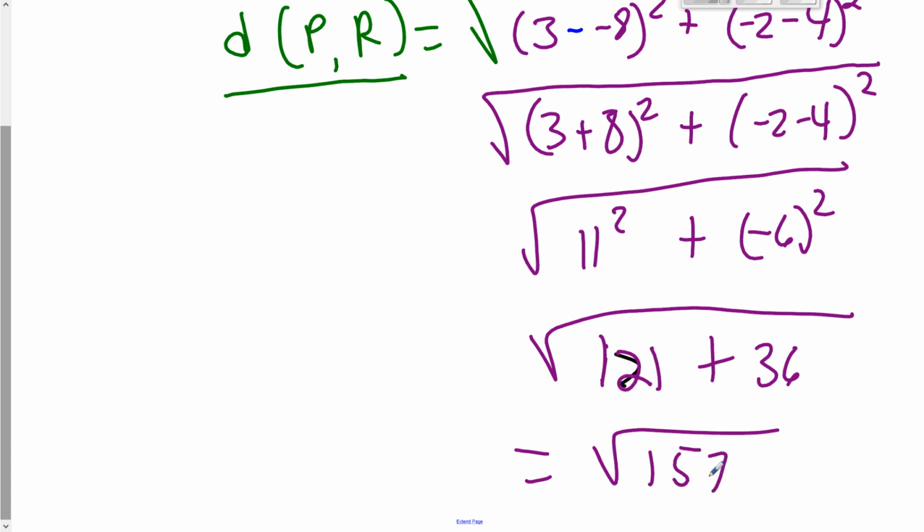But 157 is, right, 3 goes into it, 5. So that's not gonna break down at all. So it's just gonna be square root of 157, and that's your answer. So that's the distance, and we always put a plus and minus in front of this, but since we're doing distance, it's just going to be the positive root there.